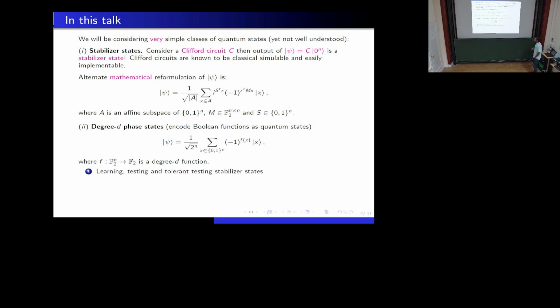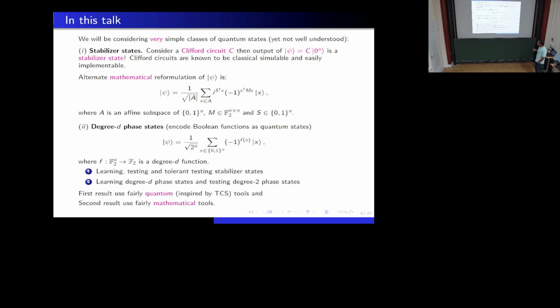For the first part, I'll be talking about learning, testing, and tolerant testing stabilizer states. The first two are well known in the literature. The third is something we had recently. For the second part, I'll be talking about learning degree D phase states and testing degree 2 phase states, which I think was unknown. Is degree here Fourier degree or F2 degree? F2 degree.